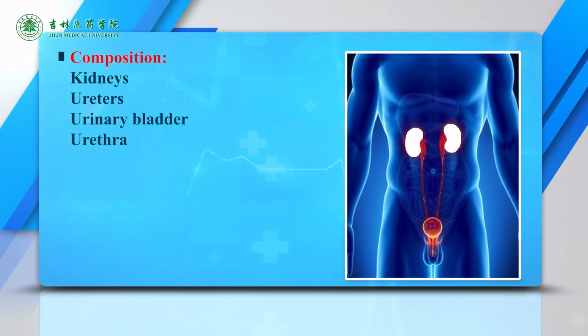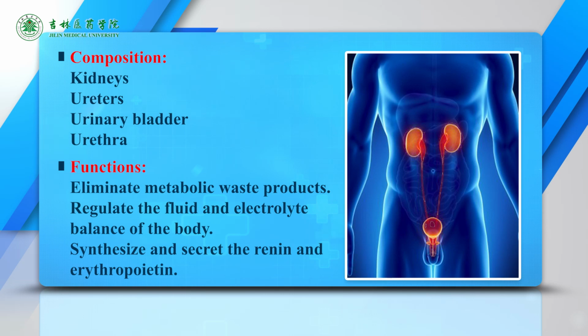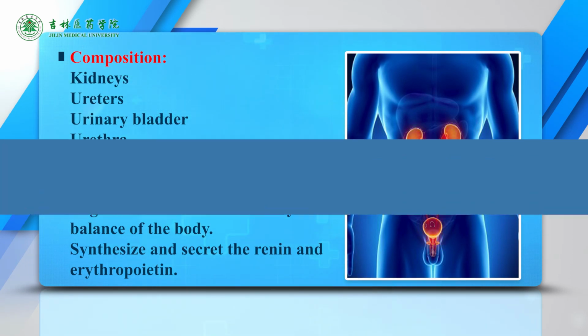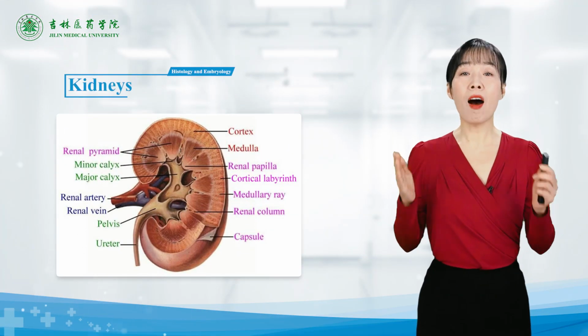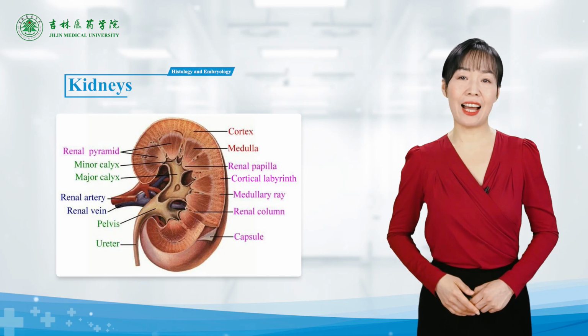The urinary system consists of kidneys, ureters, urinary bladder, and urethra. The main functions include eliminating metabolic waste products, regulating fluid and electrolyte balance of the body, and synthesizing and secreting renin and erythropoietin. The kidneys are the emphasis in this class.